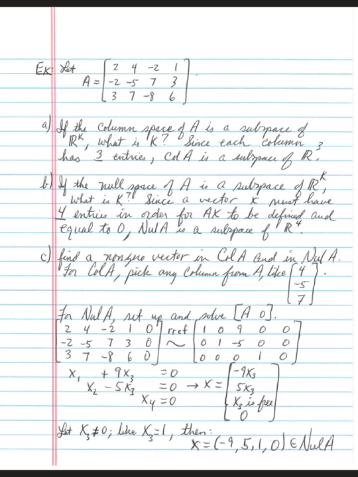We're going to look at them one at a time. For col A, just pick any column from A. I randomly chose the second column.